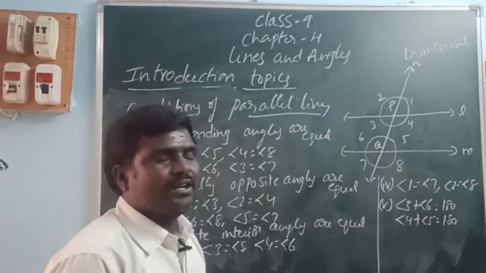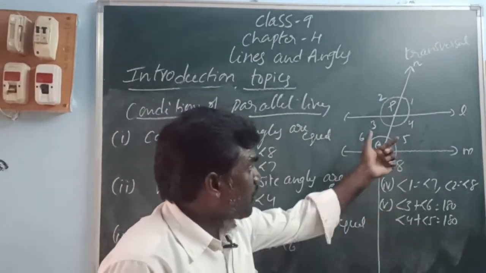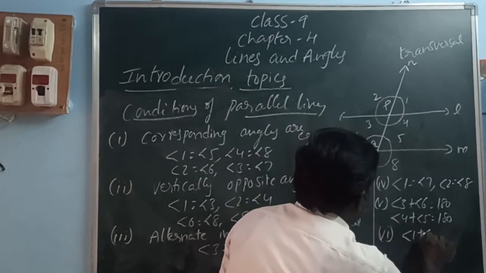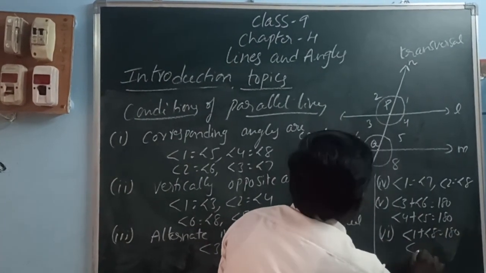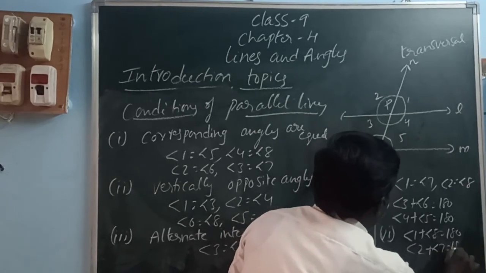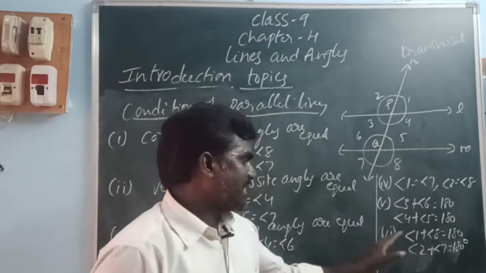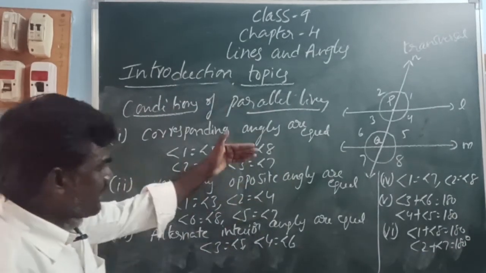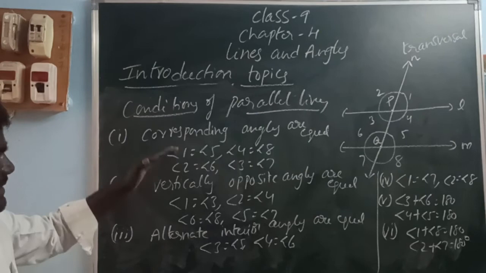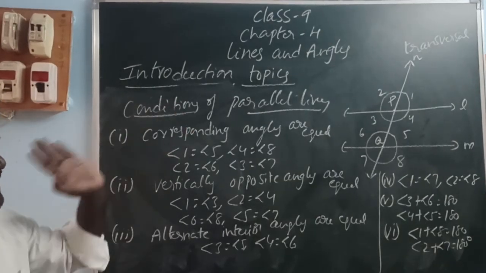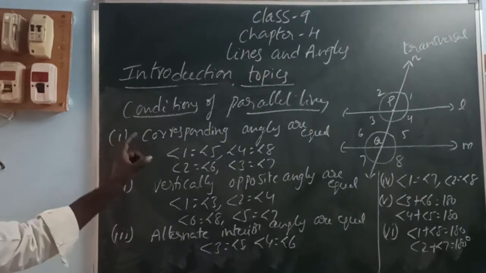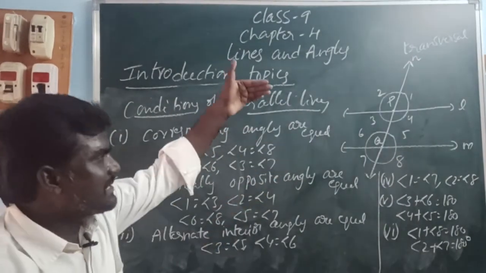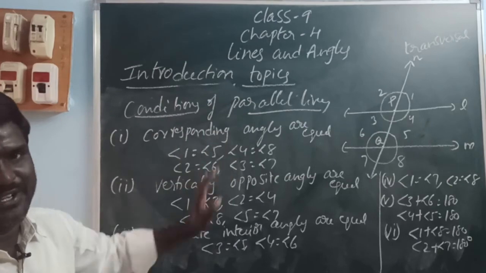Those angles are allied angles. Next, co-exterior: angle 1 plus angle 8 is equal to 180. Next, angle 2 plus angle 7 is equal to 180. So the sum of co-exterior angles is supplementary, or 180 degrees. So these are the 6 conditions. If any one of these conditions is satisfied, then the lines are parallel lines. If the lines are parallel, these 6 conditions are satisfied.